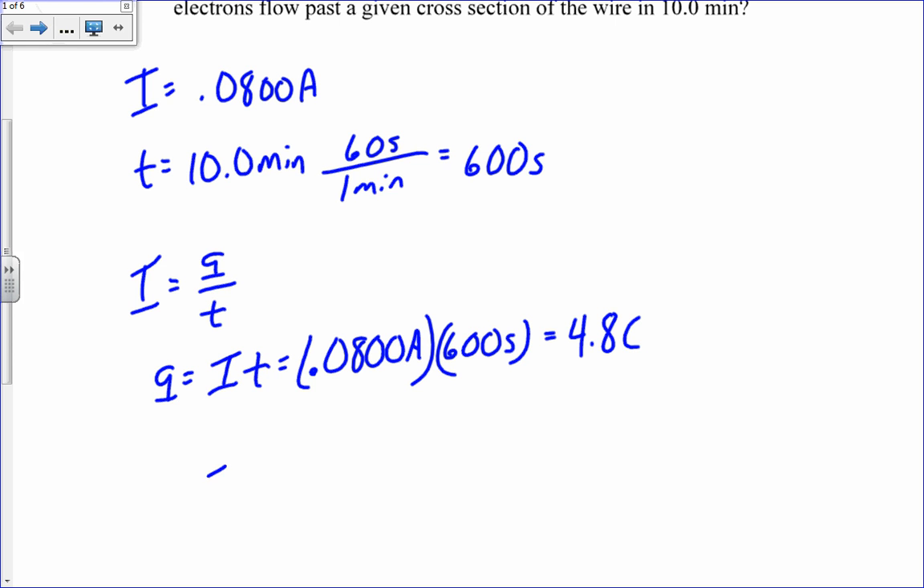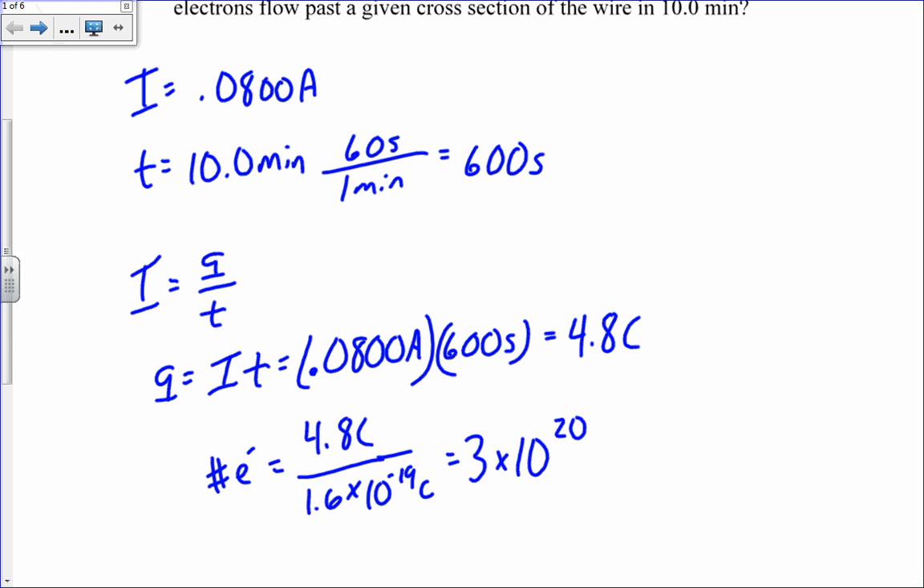I want to know the number of electrons this is. I know the fundamental unit of charge. I just divide by that value. An electron is 1.6 times 10 to the minus 19 coulombs. And so I get 3 times 10 to the 20 electrons.